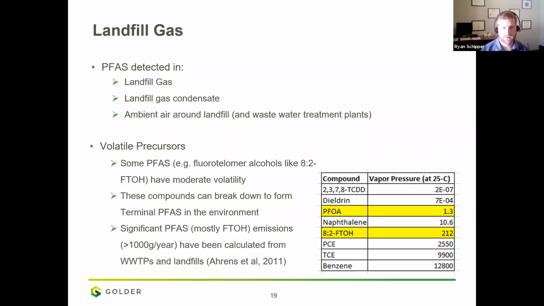There are significant PFAS emissions that have been calculated from wastewater treatment plants and landfills, on the order of greater than 1,000 grams per year.